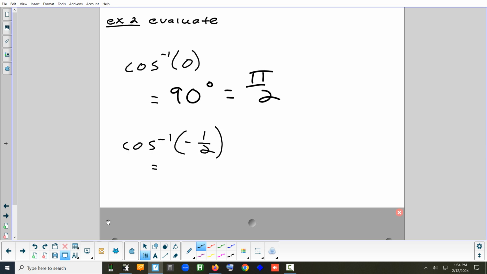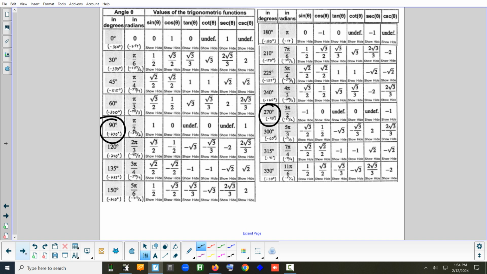Okay. Let's try inverse cosine of negative 1/2. And the negative does make a difference. You've got to be careful. So always look for the negative 1/2. Where do we see a negative 1/2? 120. All right, we get the 120, 240. Anywhere else? 240. Yep, 240.